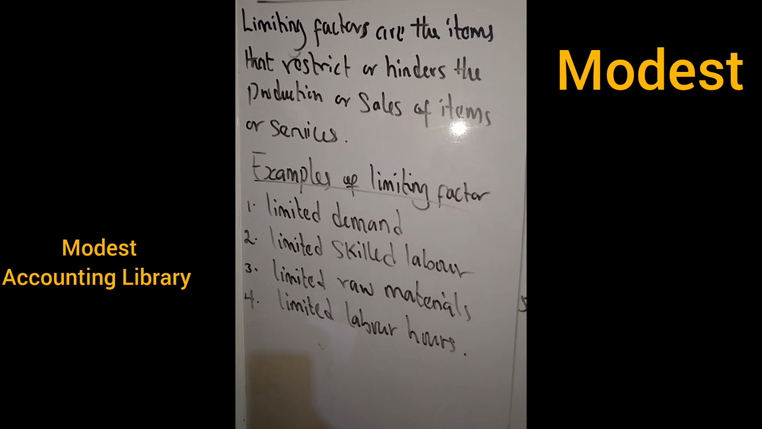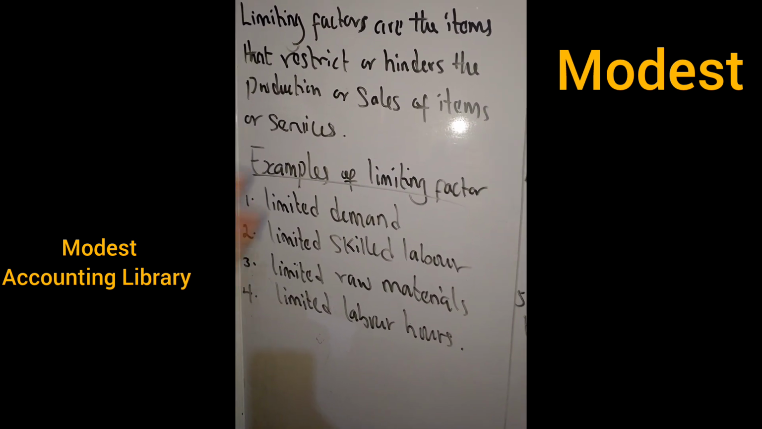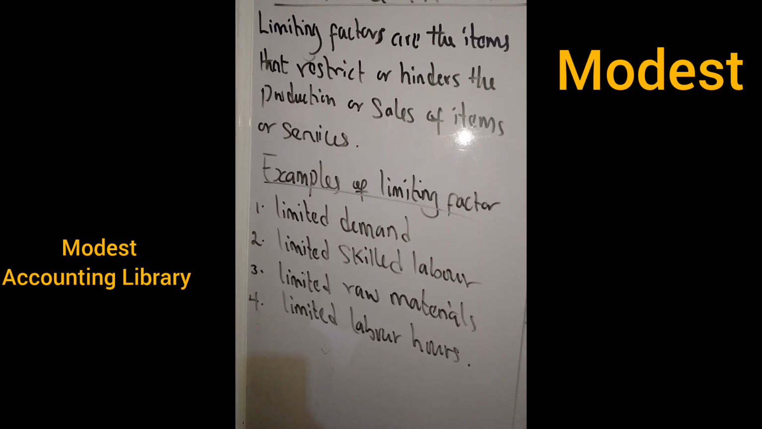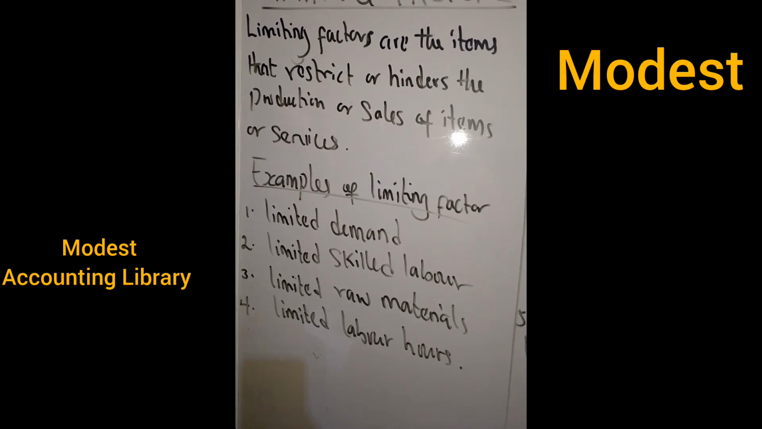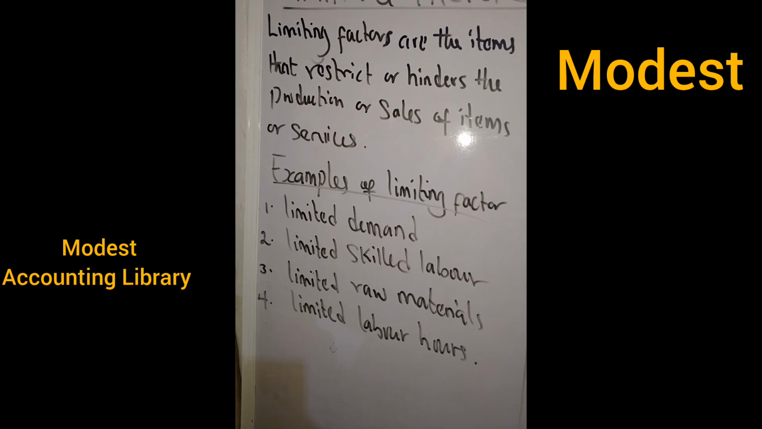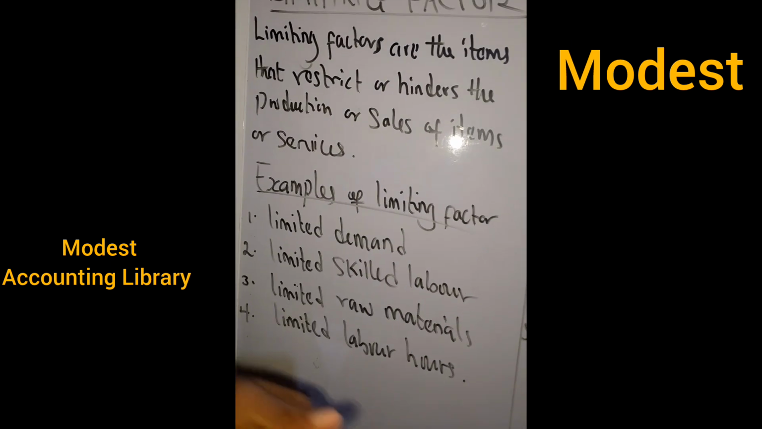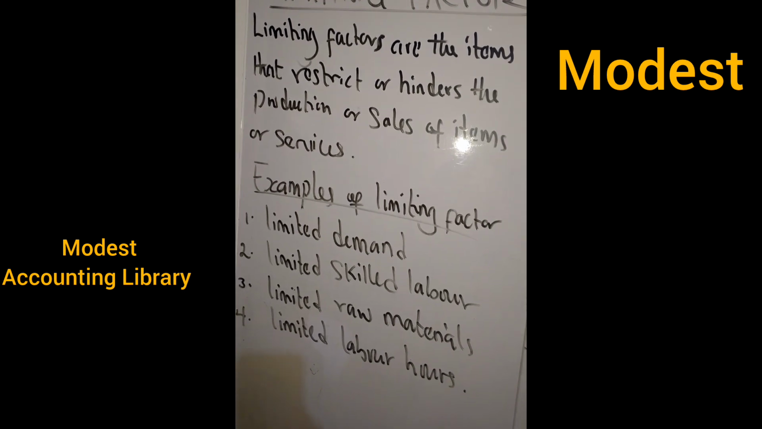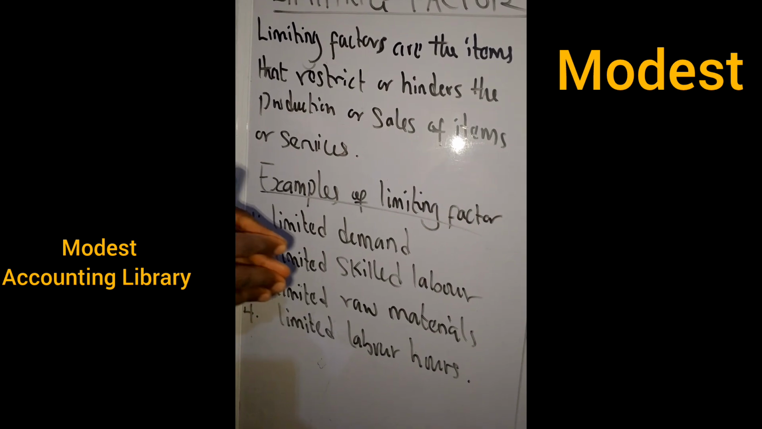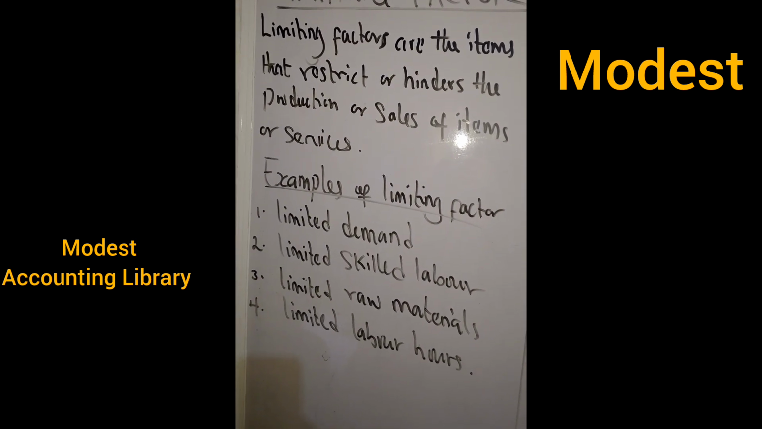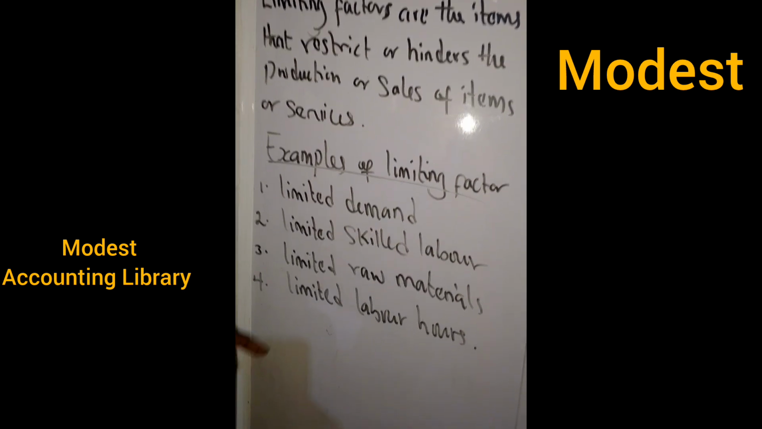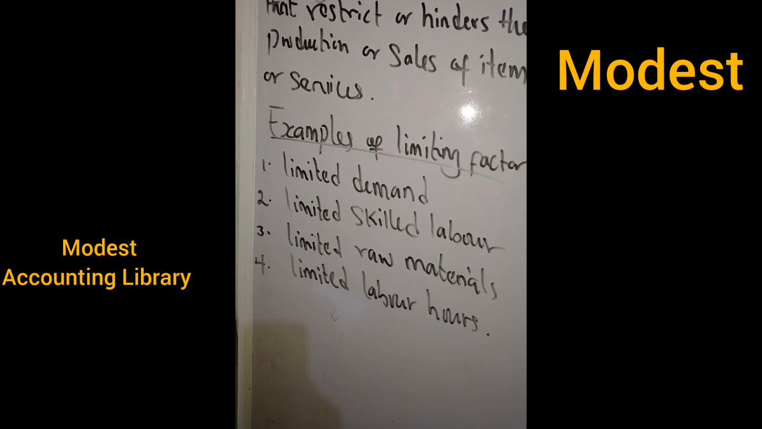When we say limiting factor, what exactly are we talking about? Limiting factors are the items that restrict or hinder the production or sales of items or services. In the process of production, sales, or rendering service, any factor that hinders the successful production, sales, or rendering of that service is called a limiting factor. There are different examples: it can be limited demand, limited skilled labor, limited raw materials, or limited labor hours.